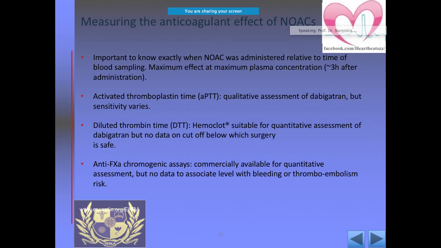And then you can also always do a factor 10A chromogenic assay. So yes, commercially it is available, but there's no data to associate the level with bleeding or thromboembolic risk.